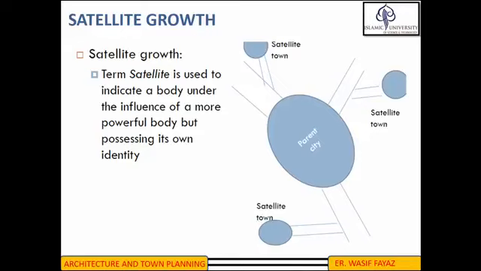As is quite visible from the diagram, this is the parent city and these are the satellite towns, and the satellite towns are in the periphery of the parent city, and they are mainly connected by highways and other modes of transportation.